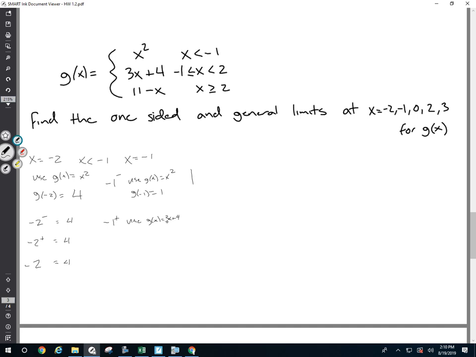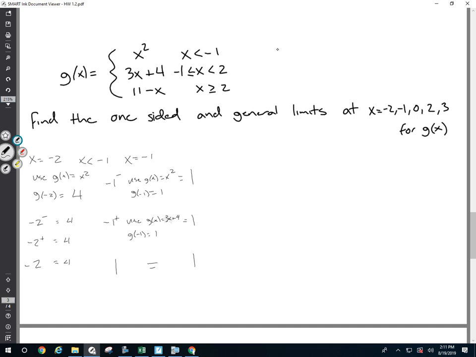I don't have to graph this. Just got to figure out which piece is used for which situation. So g of negative 1. Now, I don't have to plug in negative 0.999 because this will pass through this point here at negative 1. And that'll be negative 3 plus 4, which is 1. So the right-hand limit is also 1, which means the limit at negative 1 in general is 1. The left-hand and the right-hand limit equal each other.